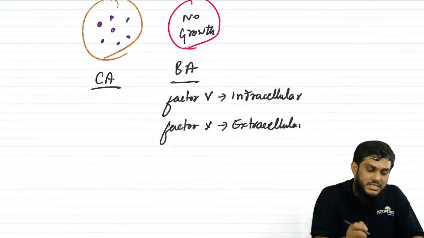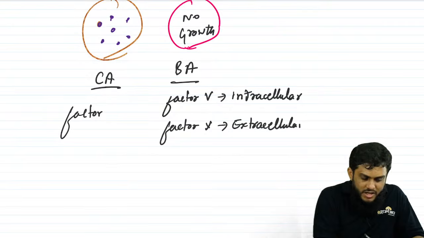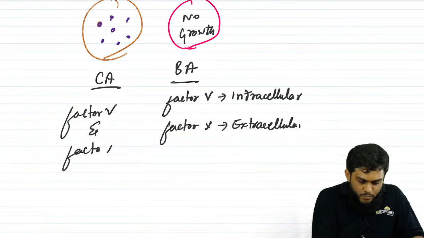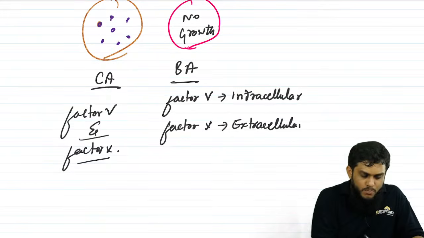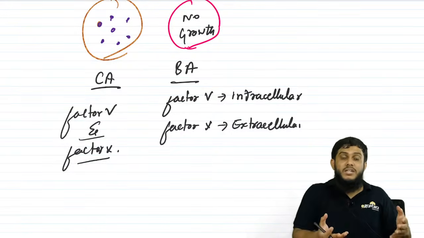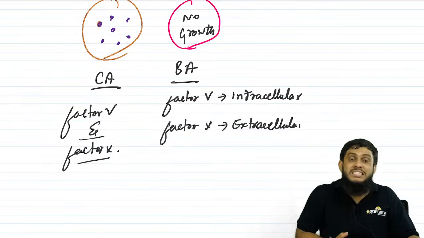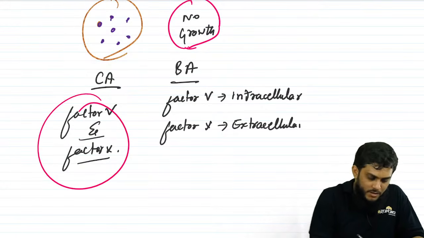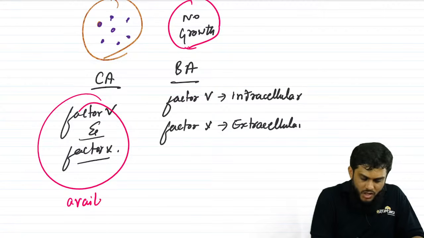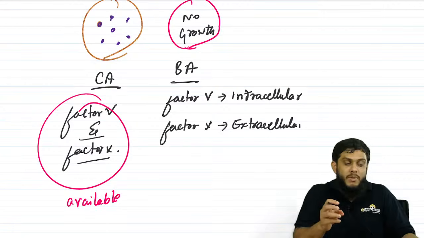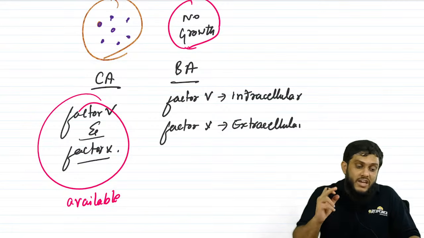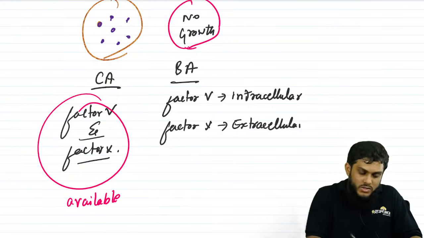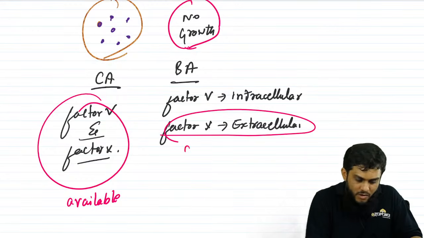So when RBCs are lysed, factor V is released outside. Then factor V and factor X are both extracellular, both present outside the RBC because RBCs are lysed. So in chocolate agar, both are available for the bacteria. If the bacteria grows on blood agar, only factor X is available.